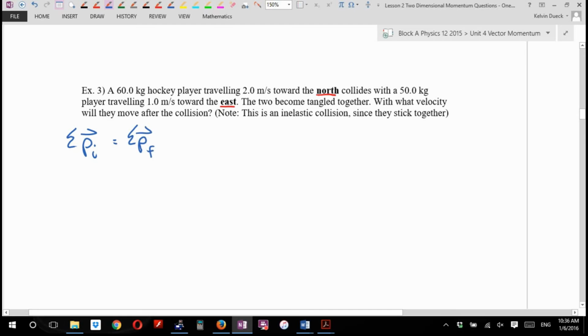You know what else hasn't changed? Before the collision, what's moving? Let's call this mass A. Let's call this mass B. Before the collision, what's moving? Mass A, mass B, both or neither? Oh, both. Okay, so that's going to be momentum of A initial plus momentum of B initial.